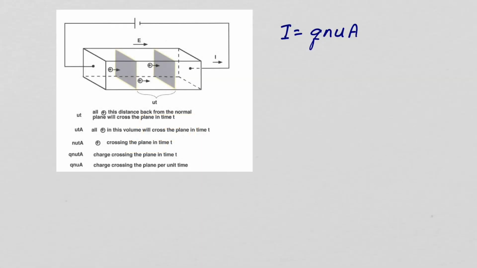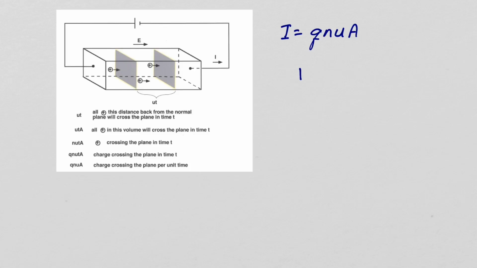In the previous video, we saw that current flowing was equal to QNUA, where A is the cross-sectional area of the conductor, U is the drift velocity, N is the number of conduction charges per unit volume, and Q is the charge per conduction charge.